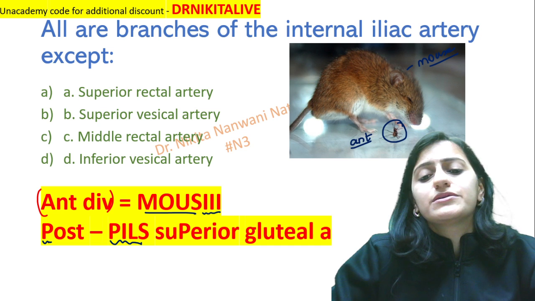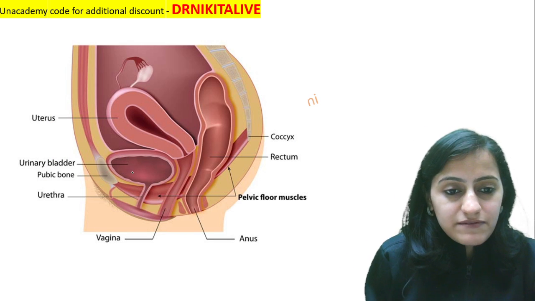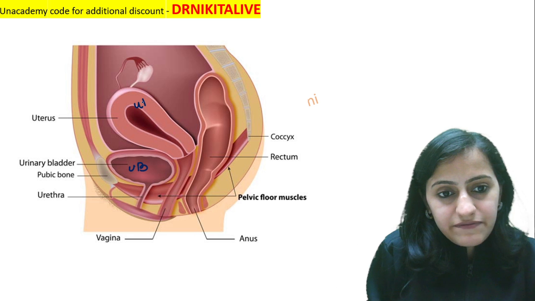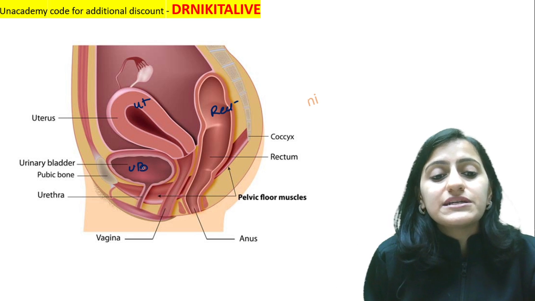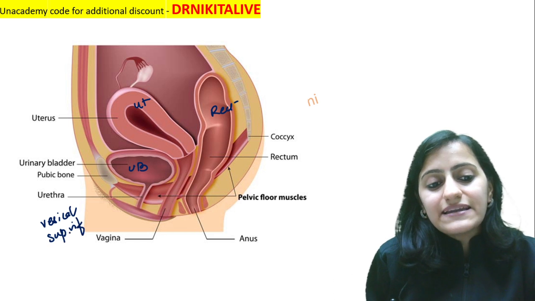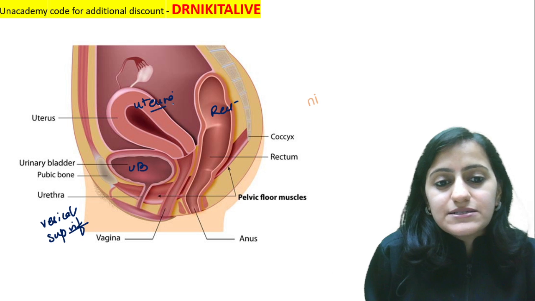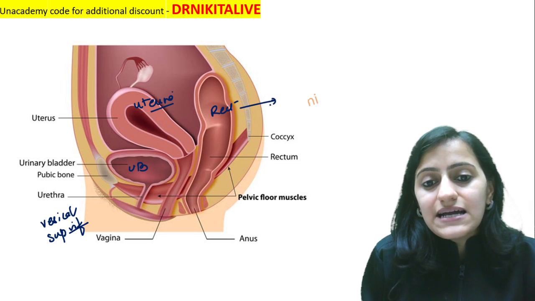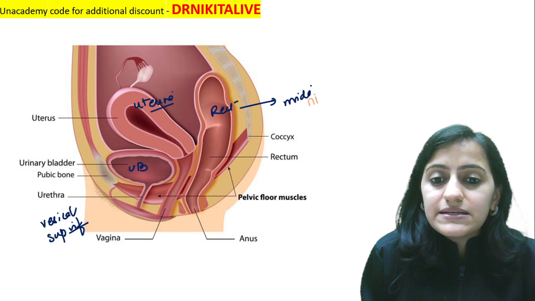Another thing to remember is that the anterior division supplies the organs in the pelvis. So we have the urinary bladder, the uterus, and the rectum. The arteries to the urinary bladder would be the vesical arteries, so superior and inferior vesical artery both. The uterine artery will come here. For the rectal artery, which one? Superior, middle, or inferior? It is the middle rectal artery.